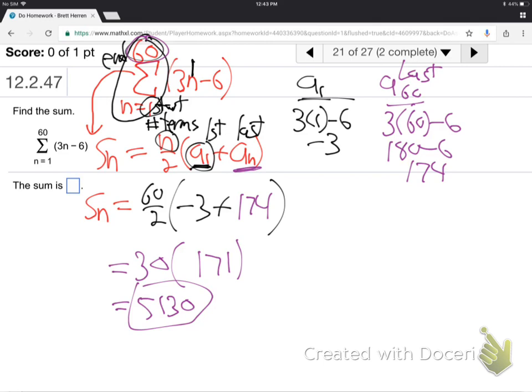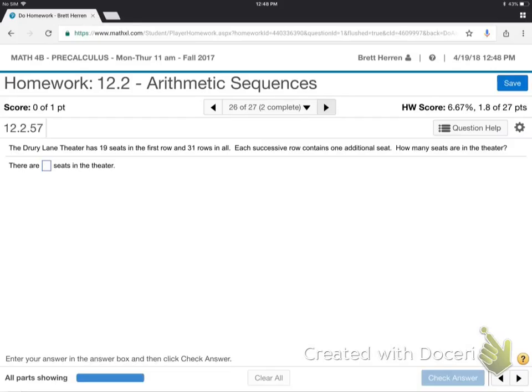I want to see what we have left here. Science, room number 5, down in the basement. Come see me and I'll do those others with you. Or Mr. Tim, he's available. All right, let's try this one here.